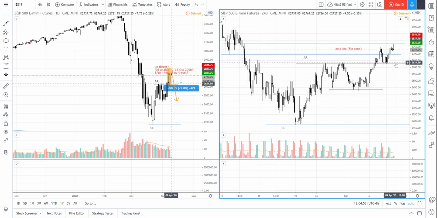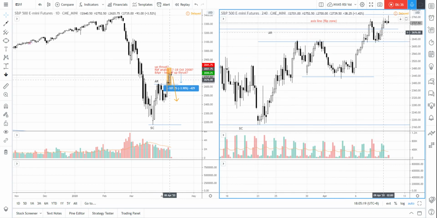But if a level like 2700 is broken, the first level of defense is obviously 2630, and if this is broken too, then I think it turns quite bearish, and it should test the lower levels like 2450 here, or even lower at the selling climax low. So just pay attention to how the price action interacts with the key levels.